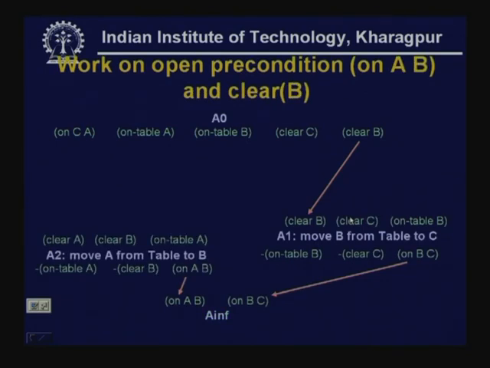Next, we look at the open condition on AB, this subgoal. Now, to achieve on AB, we introduce a second step A2, which says move A from table to B. Now, move A from table to B has preconditions clear A, clear B, on table A, and effects not on table A, not clear B, on AB. Now, this on AB achieves this on AB. Now, what are the open conditions? Clear A, clear B, on table A.